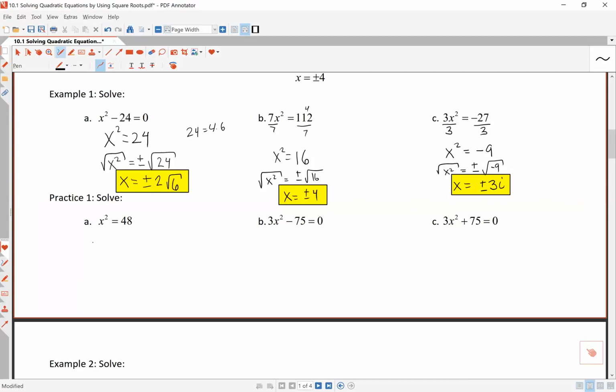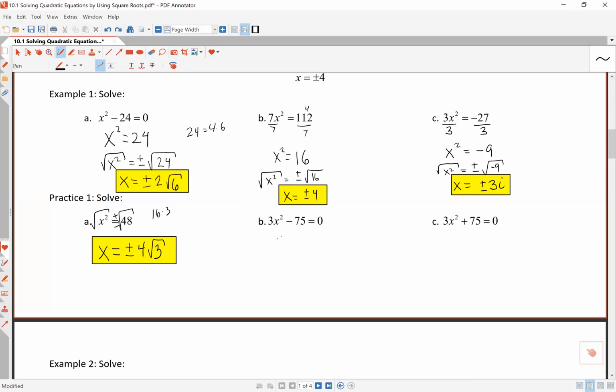Now that you've had a chance to work these out, I'll work these out with you. We take the square root of both sides of the equation, remembering to use a plus or minus. Square root of x squared is x, and that equals plus or minus the square root of 48. 48 is 16 times 3, so we have 4 square root of 3. Letter B.